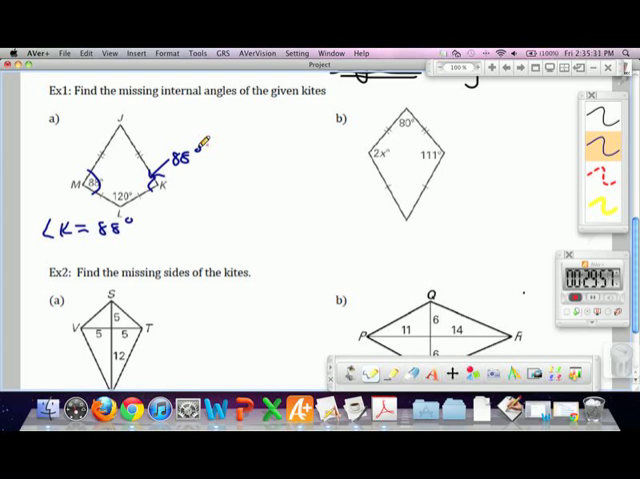This is a four-sided figure, right? What do the angles of a four-sided figure sum to? 360. So you could say 360 is equal to 88 plus 88 plus 120 plus whatever the measure of angle J is. And you can find angle J. Is it 240 minus 176? 64. So angle J has got to be 64 degrees.